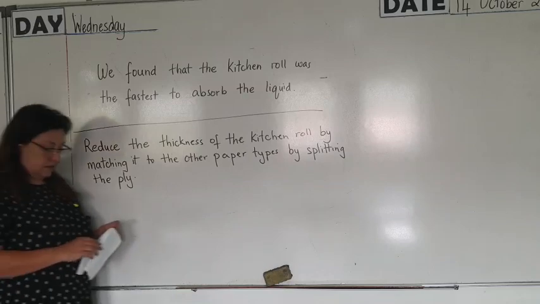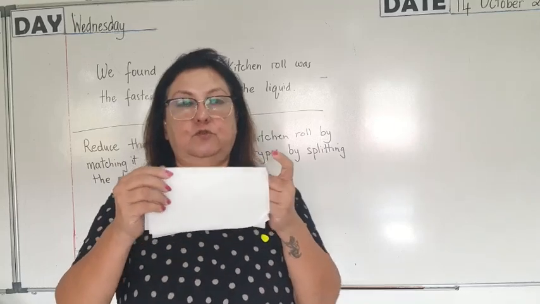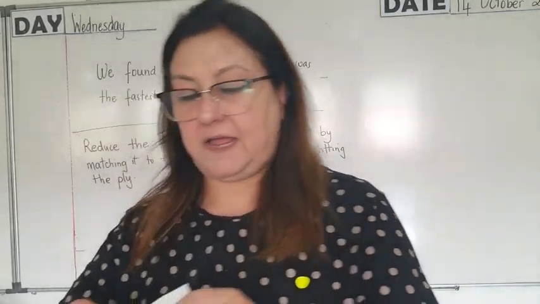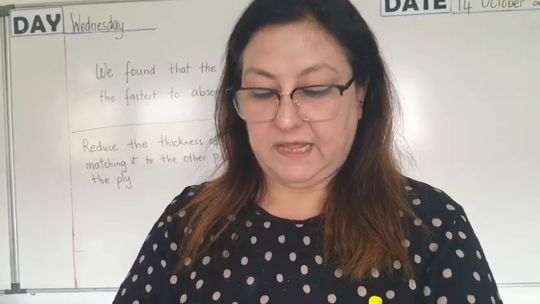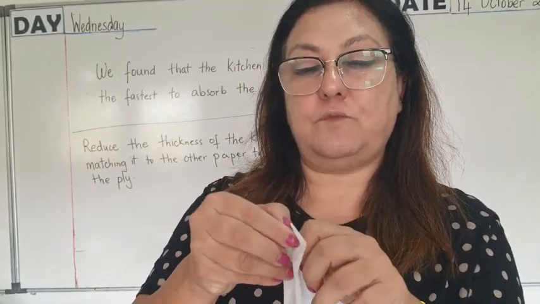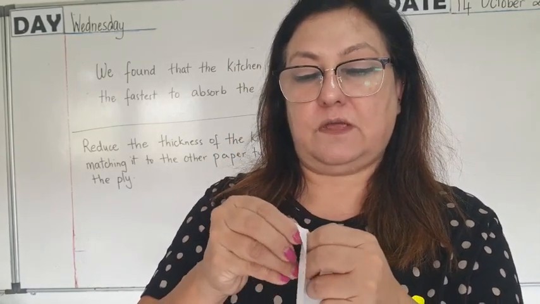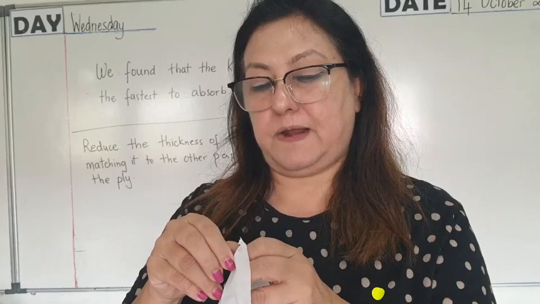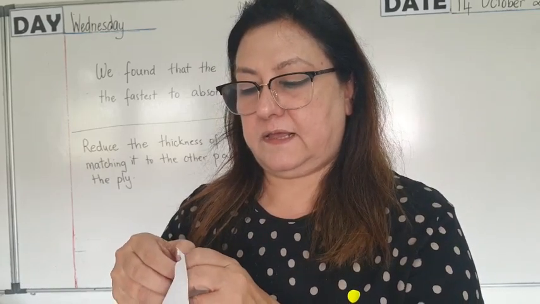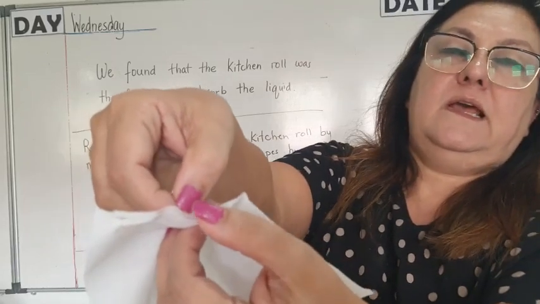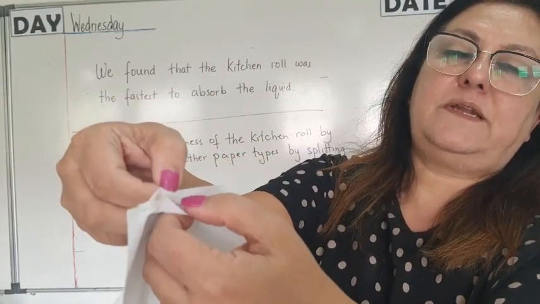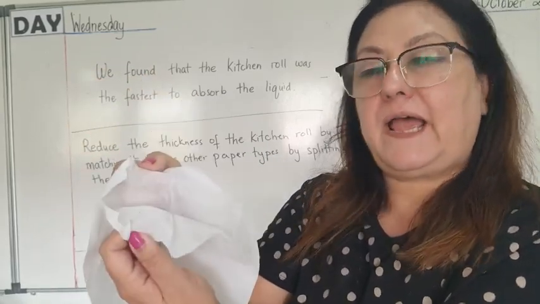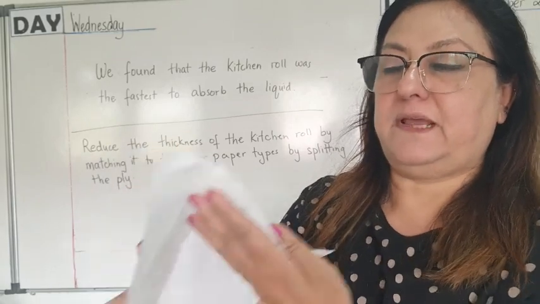For example, this is your tissue roll. Look at the tissue roll. Tissue normally has two plies. If you separate it carefully, you can see there are two plies. You can split it into two. Even the kitchen roll is normally split up into different plies. In terms of paper, this is a ply. This tissue paper is two ply.